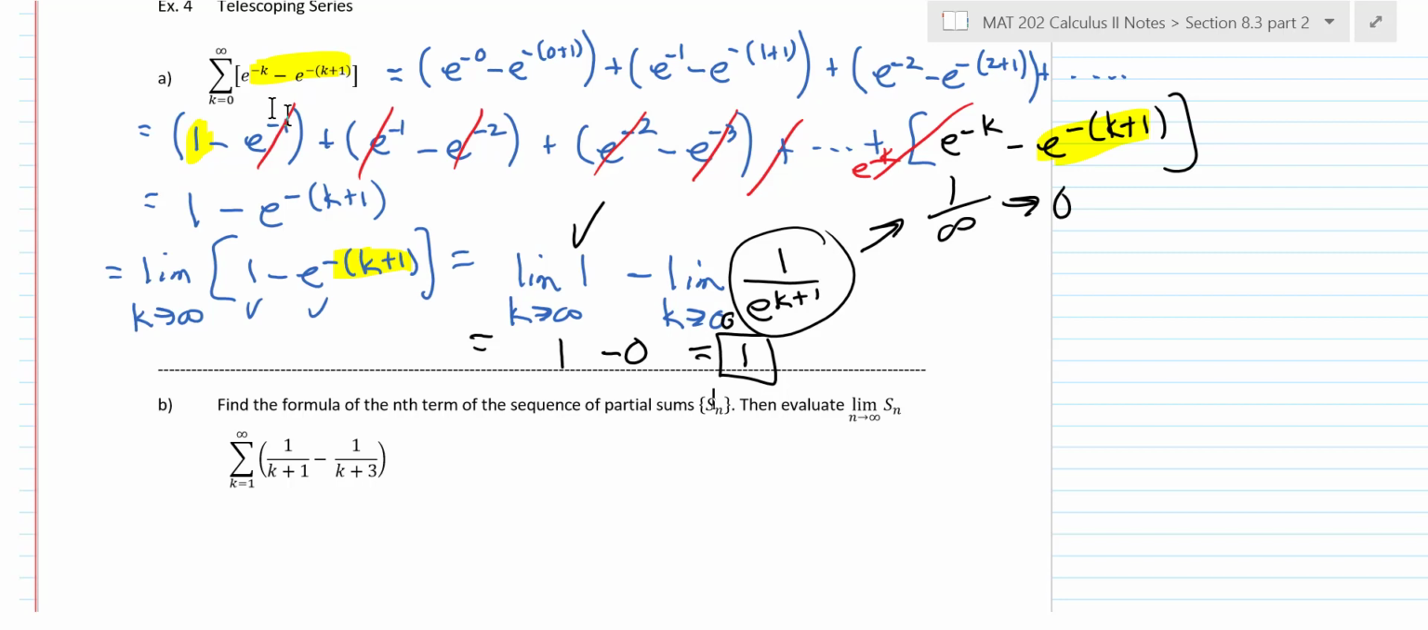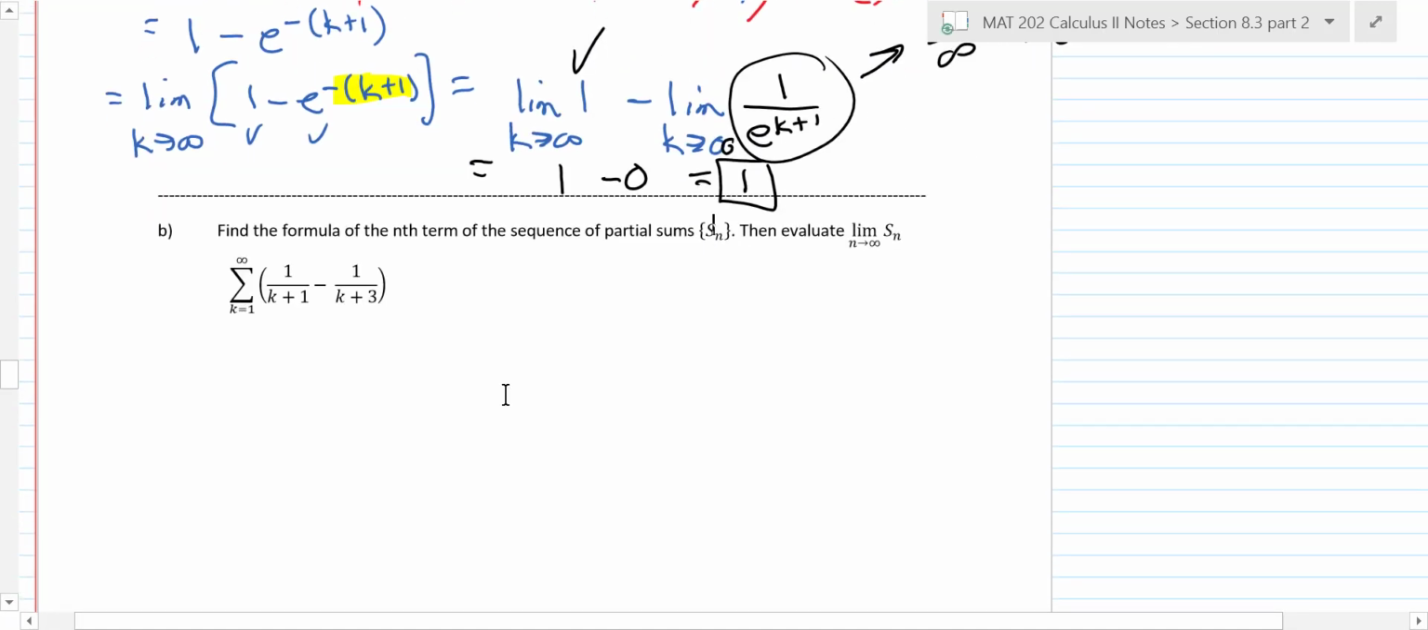Let's look at one more of these, and then we'll take a break. So I want to finish up this problem here, then we'll break. Okay, so this one was a typo. This is not telescoping the way it is.